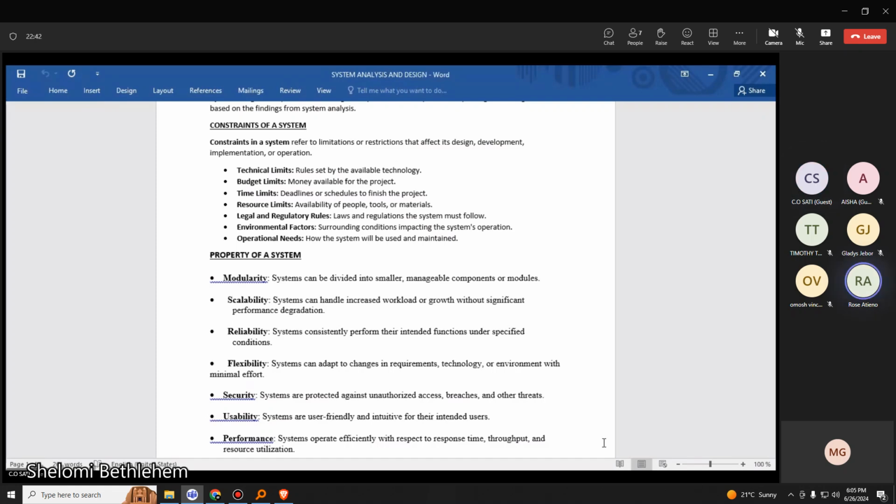Flexibility: systems can adapt to changes in requirements, technology, or environment with minimal effort. Thank you for the explanation. I hope it's very clear. Everyone of you has gotten the point.